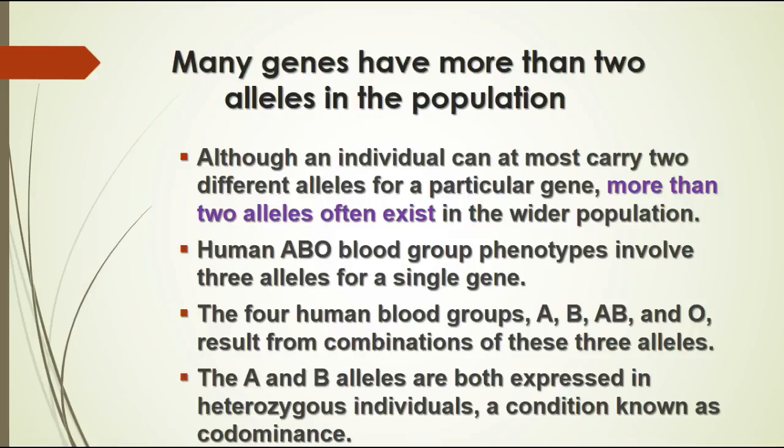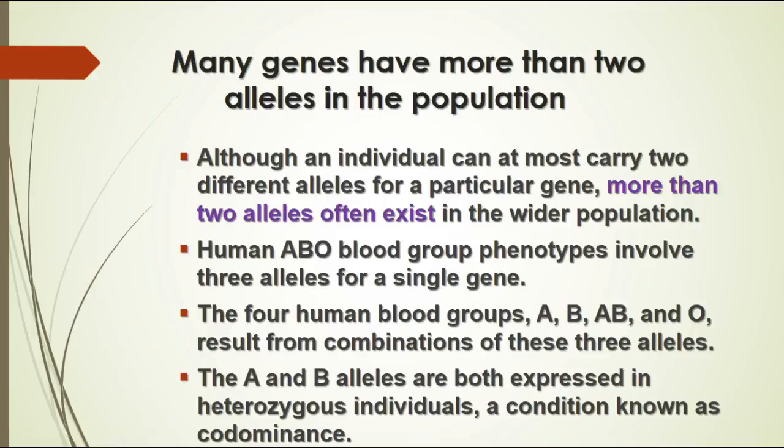Another condition that doesn't really follow Mendel's laws is when you have multiple alleles in the population. Individuals only carry 2 different alleles for a particular gene, but oftentimes there are more than 2 in the wider population. A really good example of this is human blood types. The ABO blood group has 3 different alleles for the single gene. Each person can only have 2 of those alleles, and as a result, there are 4 possible human blood groups, the A, B, AB, and O, and they result from different combinations of these alleles.